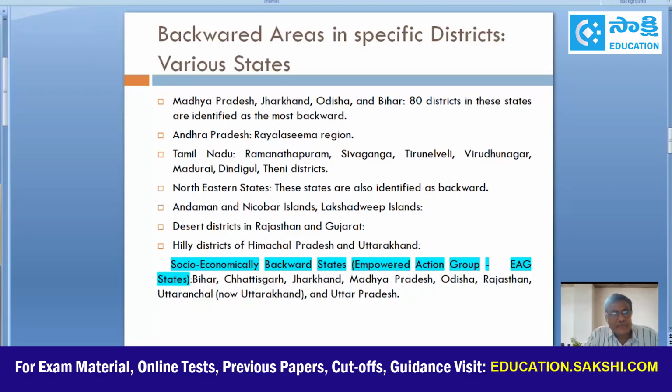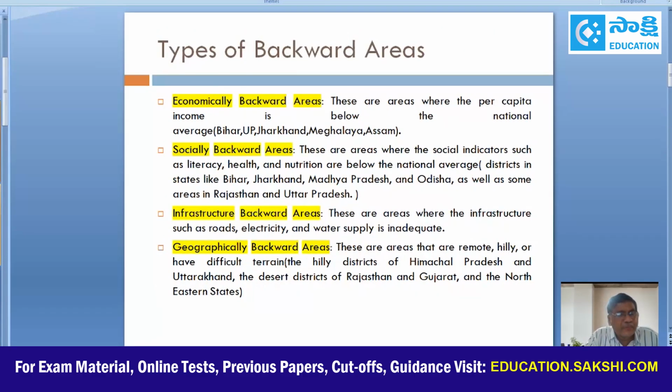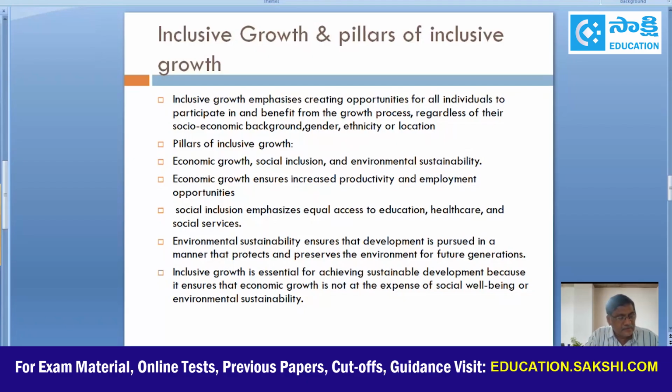The balanced regional development. As we have observed regional imbalances across the states, there is a need to achieve balanced regional development. Balanced regional development is crucial for promoting inclusive growth and addressing inequalities within the country or a region. Inclusive growth emphasizes creating opportunities for all individuals to participate in. So all individuals should have access to all kinds of facilities, and the fruits of economic development should reach all sections of the people, and no one in the society should be neglected from the benefits. So creating opportunities for all individuals to participate in and benefit from the growth process. Everyone should get benefited from the growth process regardless of their socio-economic background, gender, ethnicity, or location.